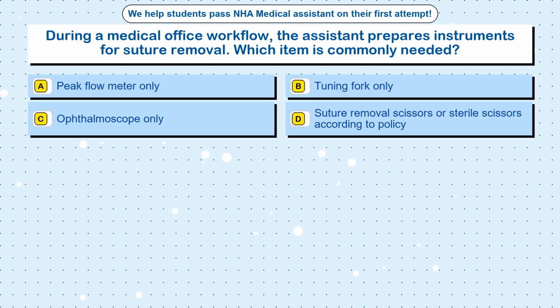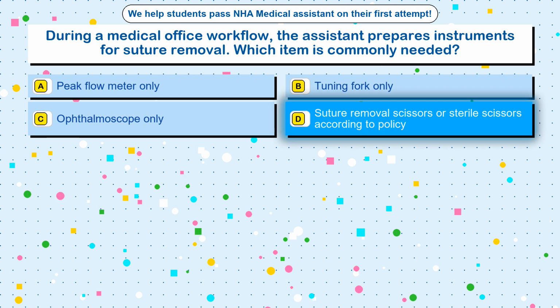Option A, peak flow meter only. Option B, tuning fork only. Option C, ophthalmoscope only. Option D, suture removal scissors or sterile scissors according to policy. The correct answer is option D, suture removal scissors or sterile scissors according to policy.